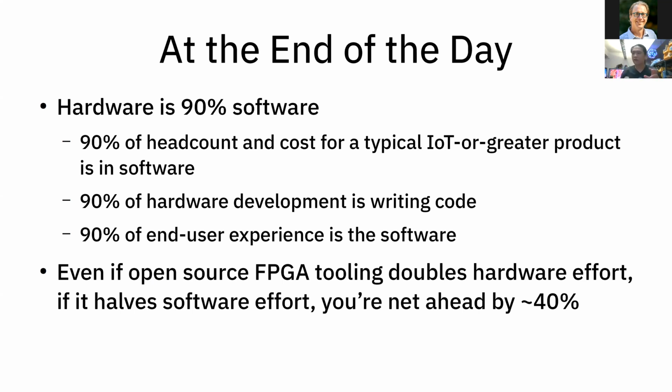So okay, if you're just doing a voltmeter, then okay, there's not a lot of software in it. But if you reach the level of IoT or more complex products, a lot of complexity is in the software. And it actually turns out a lot of hardware development is actually writing code these days, and a lot of the end user experience is writing software. So even if the open source FPGA tooling doubles the hardware effort because you have to do more validation on the hardware side, if it has a software effort, you're still ahead by quite a bit. So that's one of the reasons why, despite all of this, I've moved away from a lot of the closed vendor tool chains.